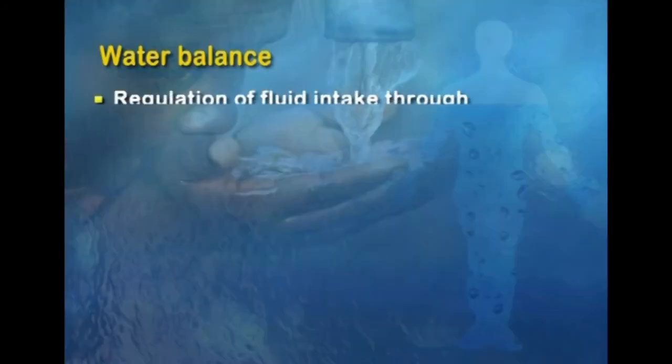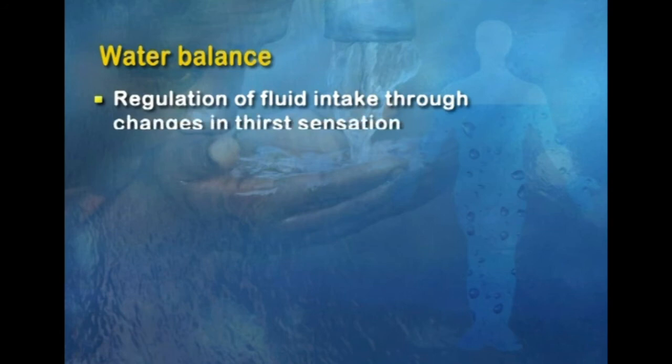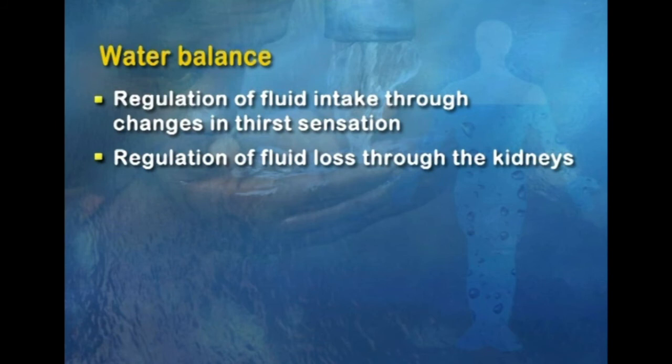In spite of variation in intake and the weather condition, the body has inbuilt mechanisms to regulate the water balance. The two major ways are: 1. Regulation of fluid intake through changes in the thirst sensation. The second is regulation of fluid loss through kidneys.